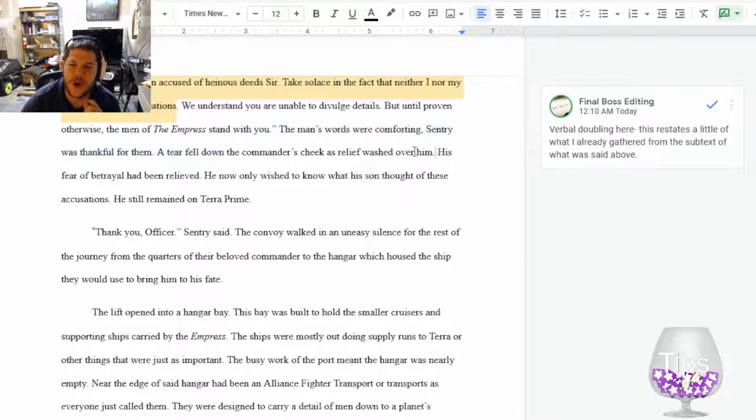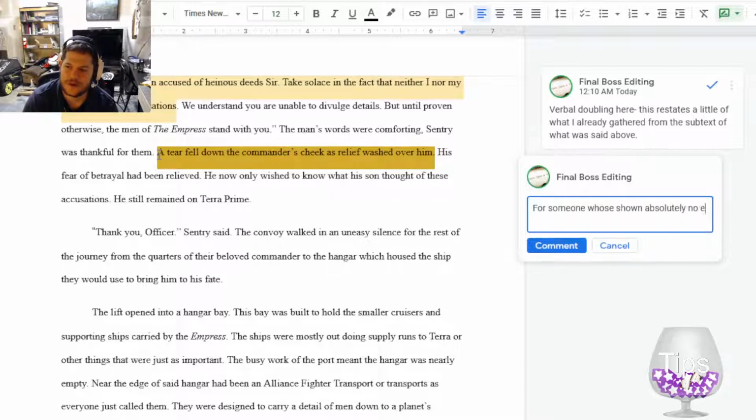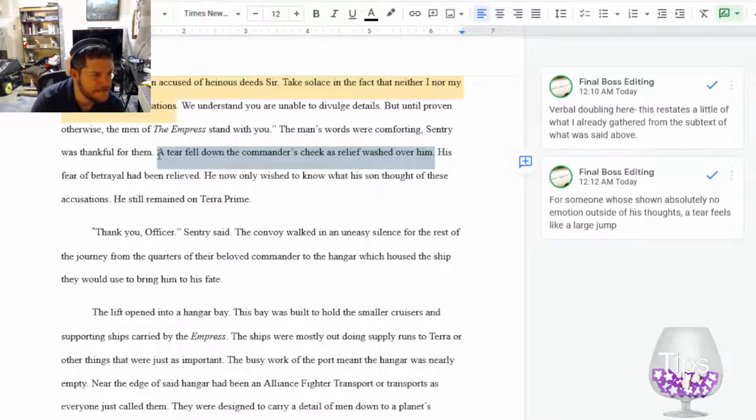Watch over him. He's shown no other emotion, but now a tear is a lot. For someone who's shown no emotion outside of his thoughts, a tear feels like a large jump. Yeah, I mean, his wife, or who I assume is the Empress, or maybe it's somebody that he's in a relationship with or something.